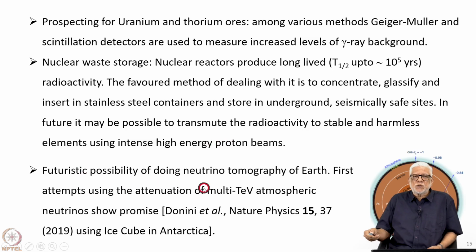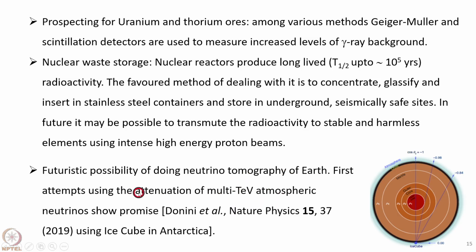There is also a futuristic possibility of doing neutrino tomography of the Earth, and the early steps have been taken using the attenuation of multi-TeV atmospheric neutrinos. This has been done by the IceCube detector, where they measured the mass of the Earth using weak interactions. But in principle, you can do tomography of the Earth, which is supposed to have a mantle, and then at the center you have a core. So using a detector such as IceCube, you can measure these neutrinos, and not just the attenuation. You can also use other effects like neutrino oscillations, and these will probably be the future of neutrino tomography of the Earth.